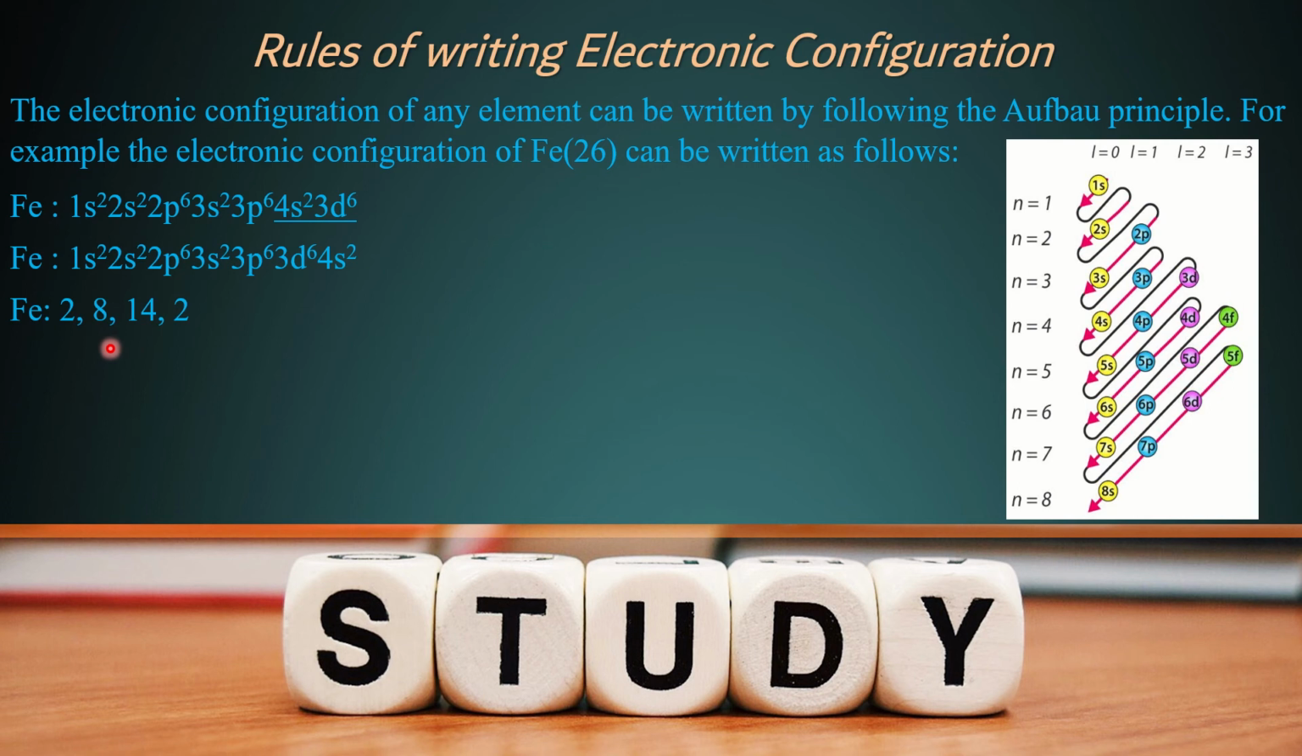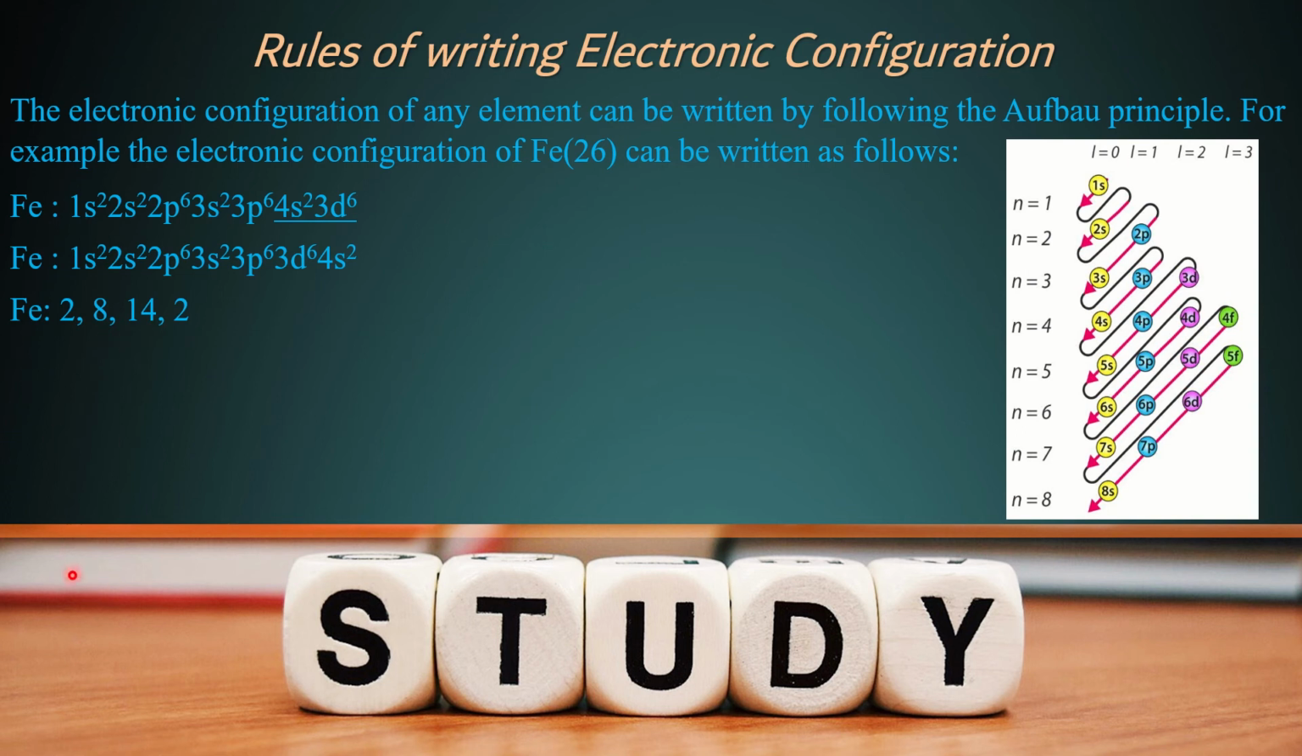In junior class you had learned this type of electronic configuration, but from there you cannot find out the electrons present in different orbitals. Only the electrons present in different shells can be understood from there. Now, another way to write the electronic configuration. It may be new for you.